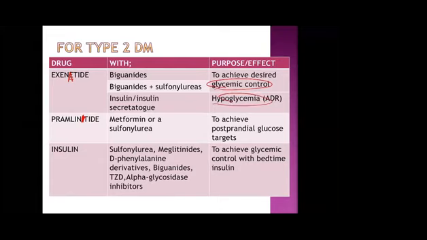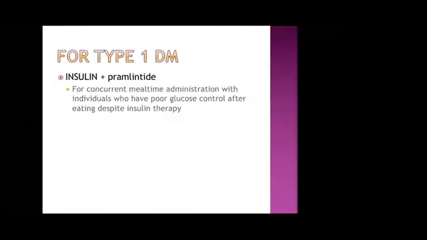Pramlintide is being combined with metformin or sulfonylurea to achieve the target postprandial glucose, the normal blood glucose level. And insulin can actually be used for type 2 DM when the condition gets worse, but it is not used as monotherapy in type 2. So often it is combined with numerous agents to achieve the normal blood glucose level. These are the combination therapies for type 2.